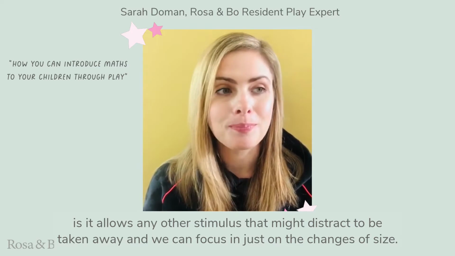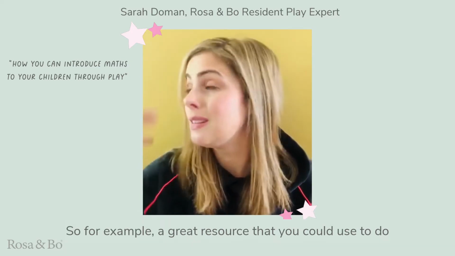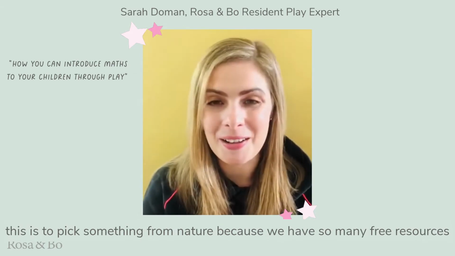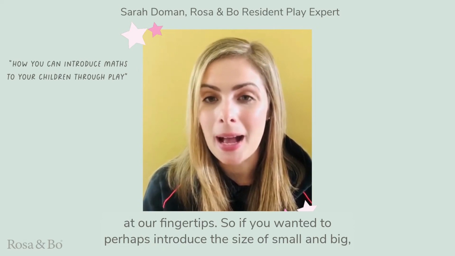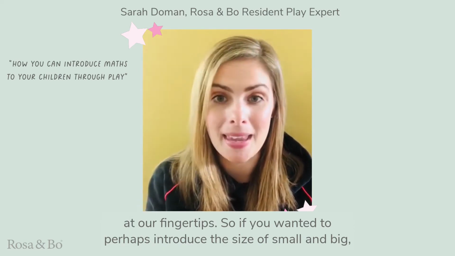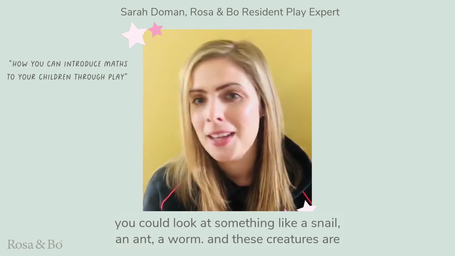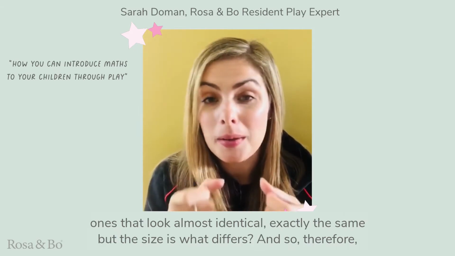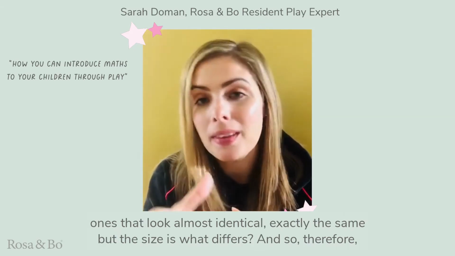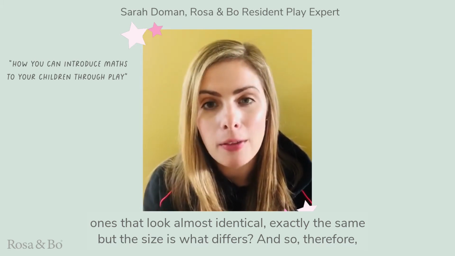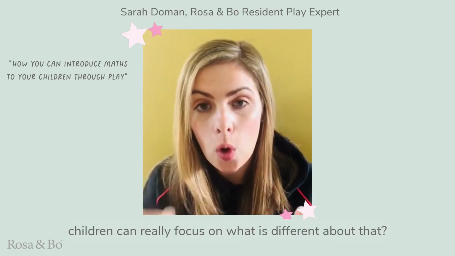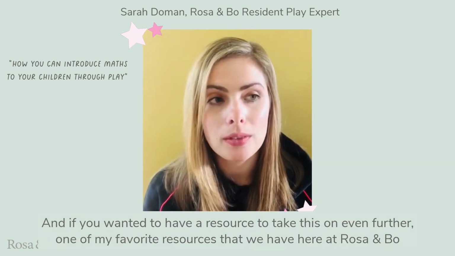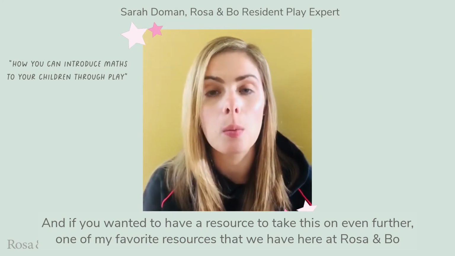So for example, a great resource that you could use to do this is to pick something from nature, because we have so many free resources at our fingertips. So if you wanted to perhaps introduce the sizes small and big, you could look at something like a snail, an ant, a worm. And these creatures are ones that look almost identical, but the size is what differs. And so therefore children can really focus on what is different about that, what looks bigger, what looks smaller.